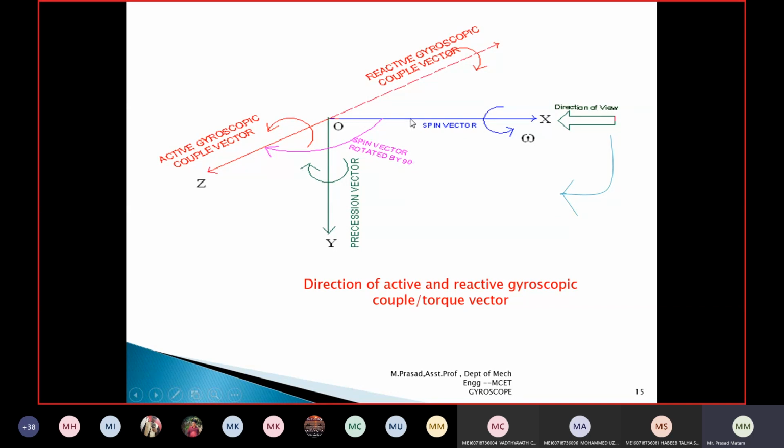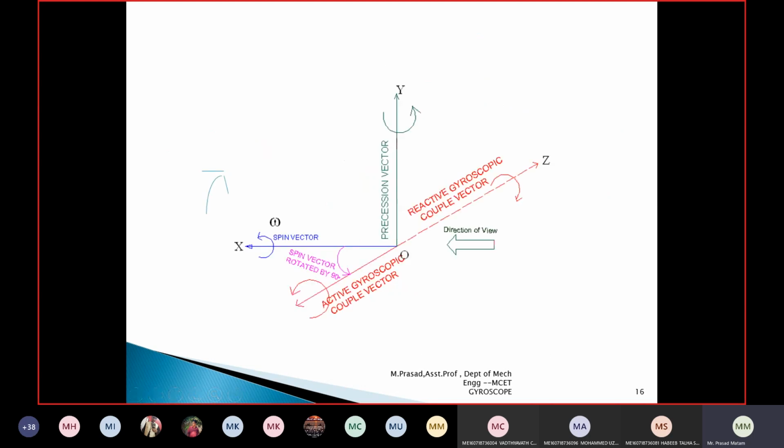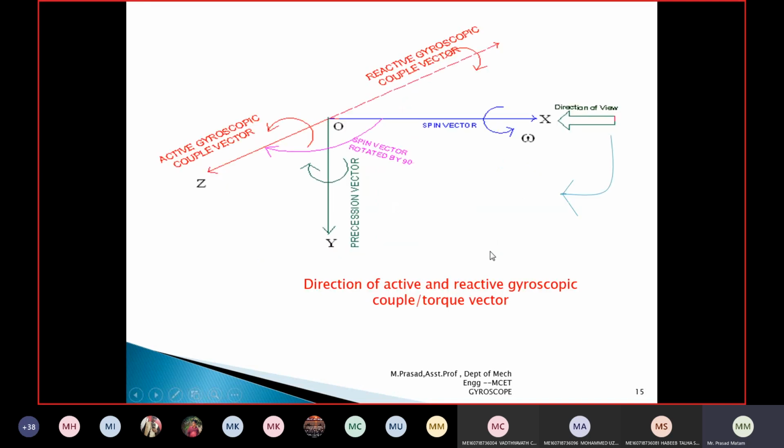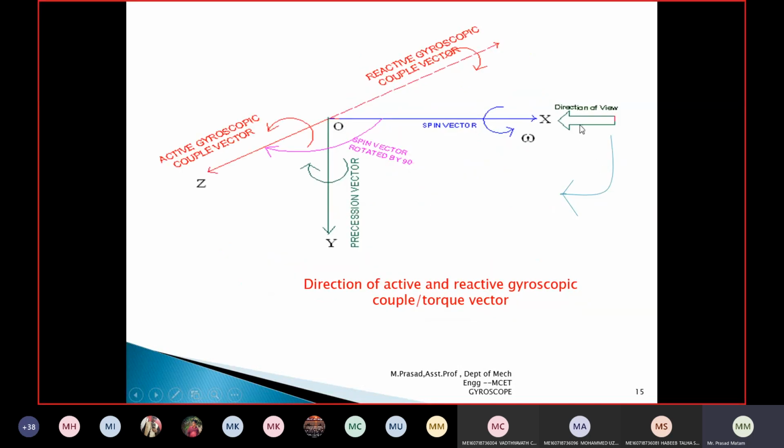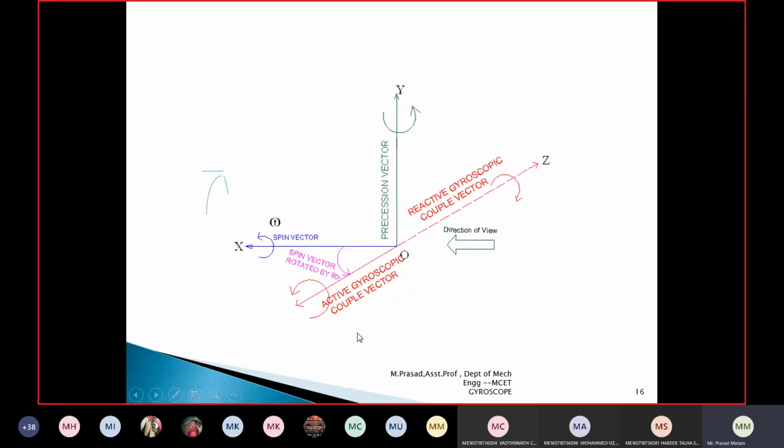Again, for the spin vector, making an angle of 90 degrees, you draw the active couple. This is the position of the active couple. This is the position of the reactive couple. Similarly, for the direction of view, I am seeing from the back side. You can see the four directions I am seeing. This is the direction of view. This is moving in the forward direction, taking a left turn. Similarly, here also I am seeing from this end, taking a right turn. It is moving downwards. Again, you can see how the vector is moving here. Earlier, it was moving in this path.